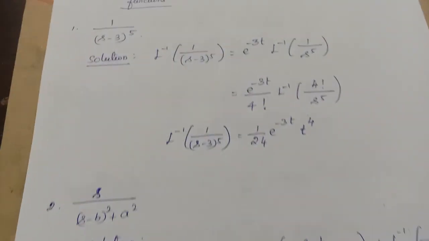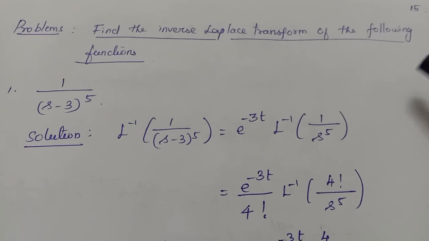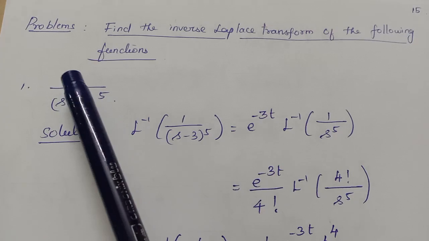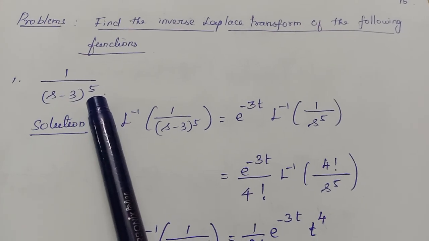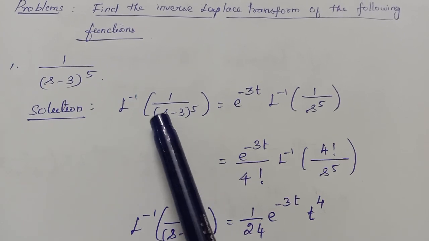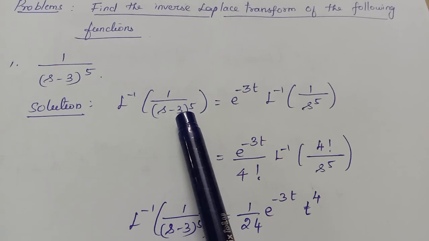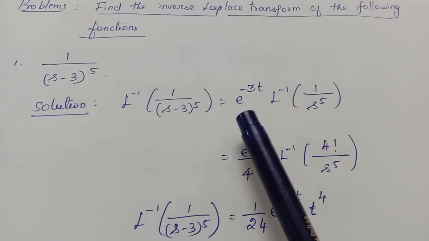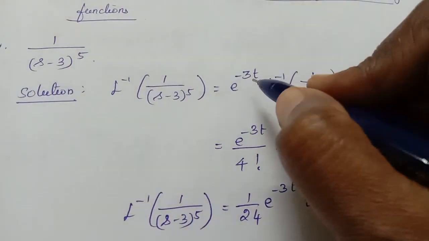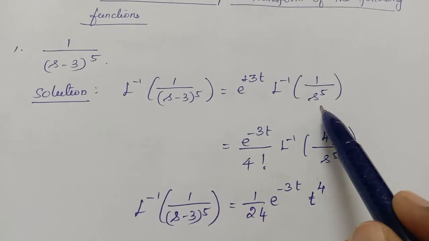Now let's see some problems involving inverse Laplace transform. So here we are going to find the inverse Laplace transform for all the following functions. The first problem, 1 by s minus 3 the whole power 5. So L inverse of 1 by s minus 3 the whole power 5 is, first you are having s minus 3, no? So this minus 3 can be removed by putting e power 3t. Sorry, it is not minus 3t, it is simply e power plus 3t. Okay, e power 3t into L inverse of 1 by s power 5.